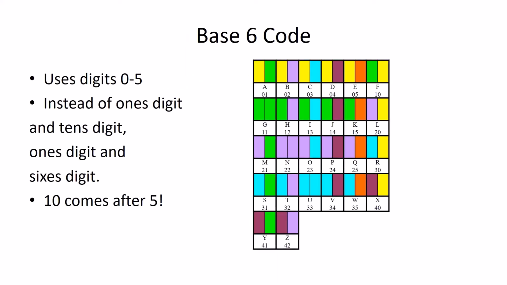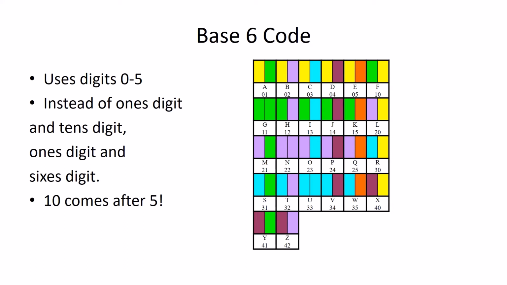So if you remember with base 6, it uses digits 0 through 5. Instead of having a 1s digit and a 10s digit, you've got a 1s digit and a 6s digit. So 10 comes after 5. And you can see it counting over on the side. We've got 1, 2, 3, 4, 5, 10, 11, 12, 13, 14, 15, 20, 21, 22, 23, 24, 25, 30, 31, 32, 33, 34, 35, 40, 41, and 42.